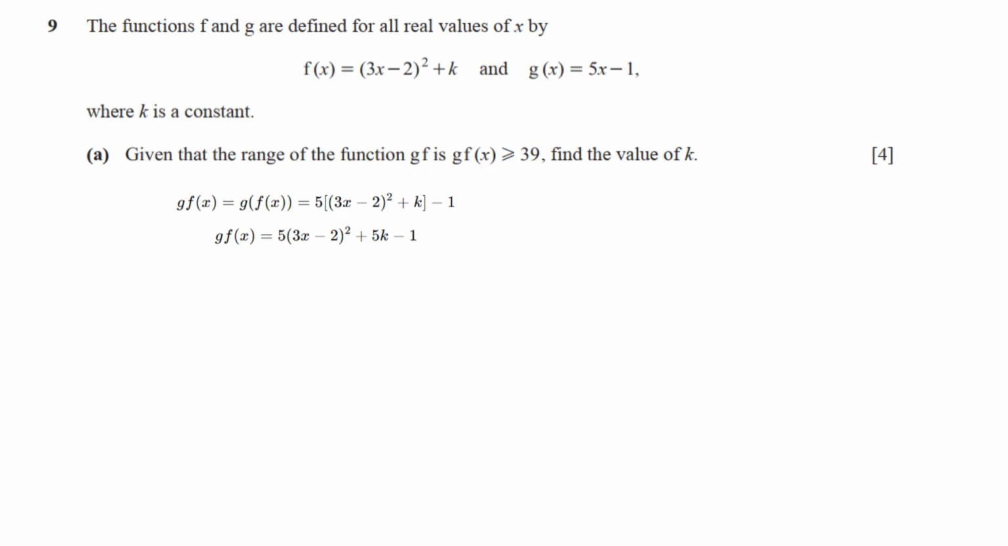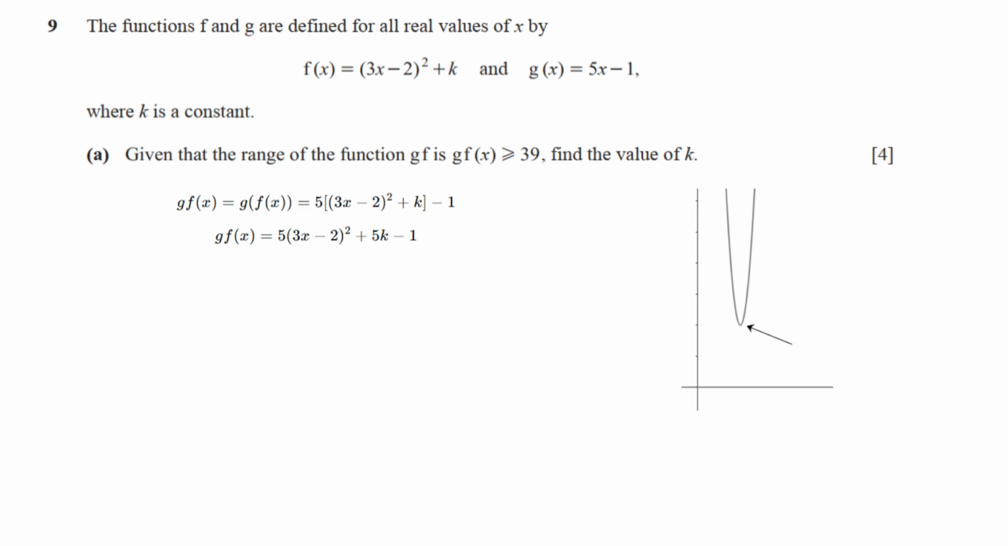Here the coefficient of 3x minus 2 the whole square is 5, which is a positive number. So you will get a curve like this, and this will be the minimum point of the curve.